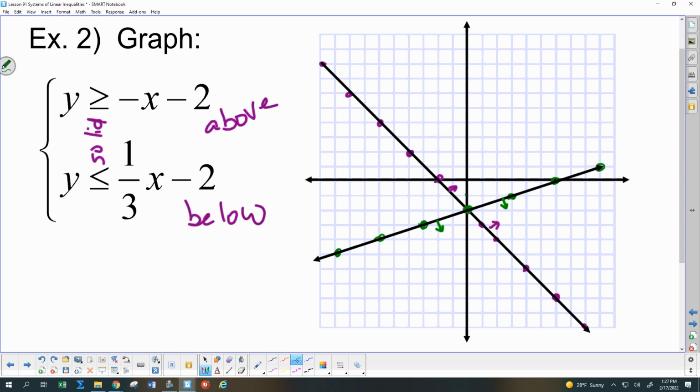So this part over here is above the first line. Is it also below the second one? So I better not shade there. What about here? So I think this is where I need to shade. Before I color it in, let's pick a test point that is in that section. And again, I can pick any point that is in here.